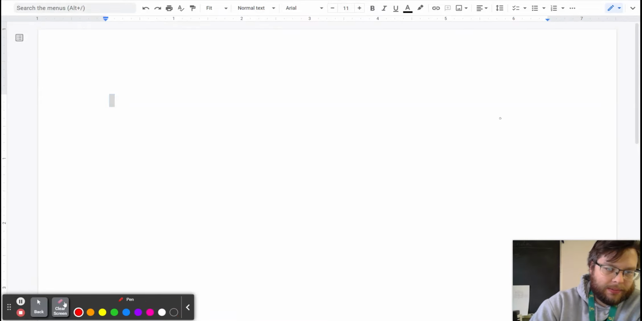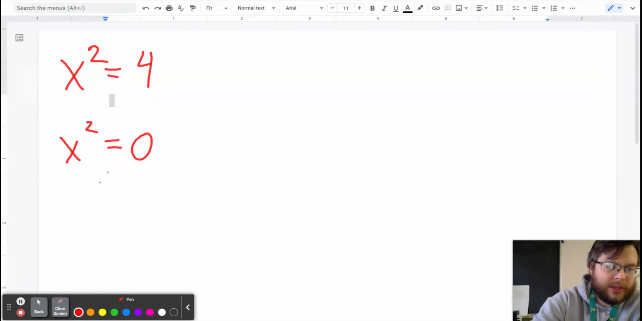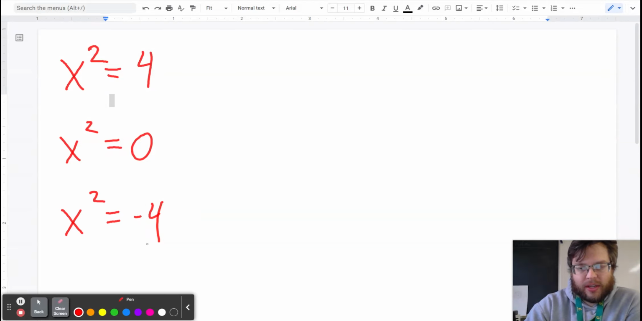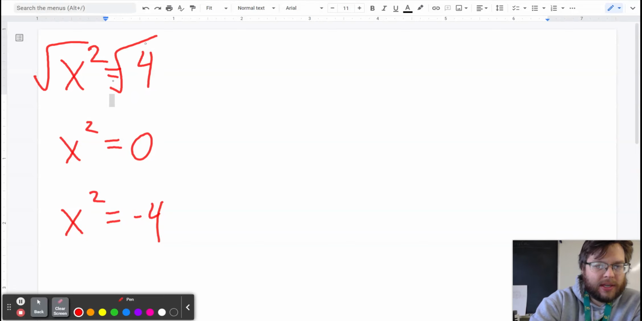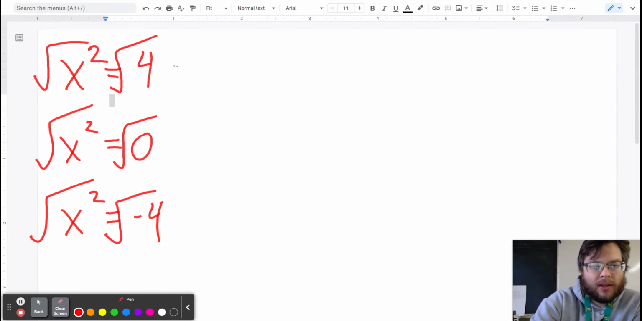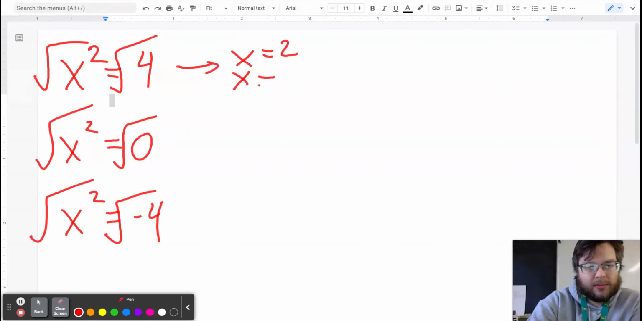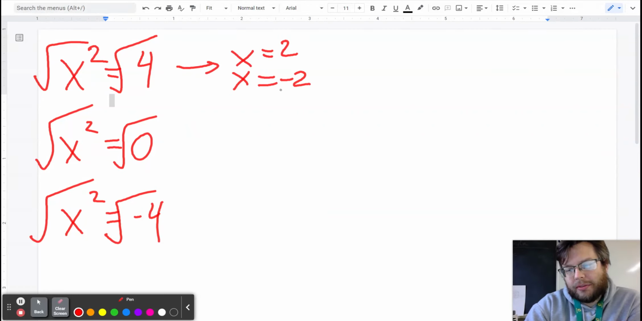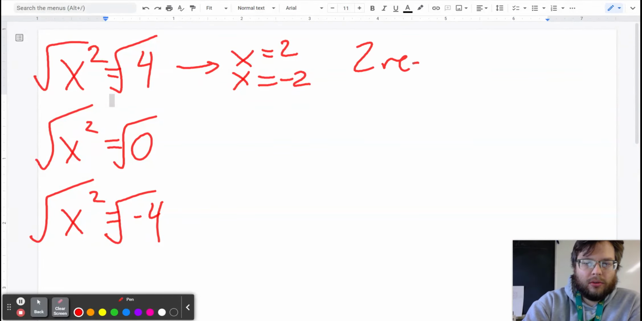So the simplest example that I want to start with is just looking at three related equations: x squared equals 4, x squared equals 0, and x squared equals negative 4. In all of these equations, I can solve just by taking the square root of both sides. But I get different things depending on what number I'm square rooting. In the first problem, I get x equals positive 2, because 2 times itself is 4. And I get x equals negative 2, because negative 2 times itself is also 4. So this one has two real solutions.